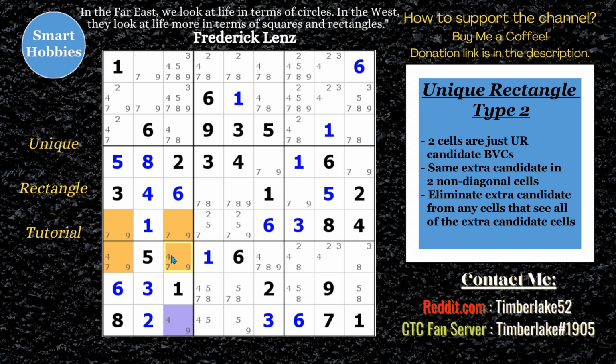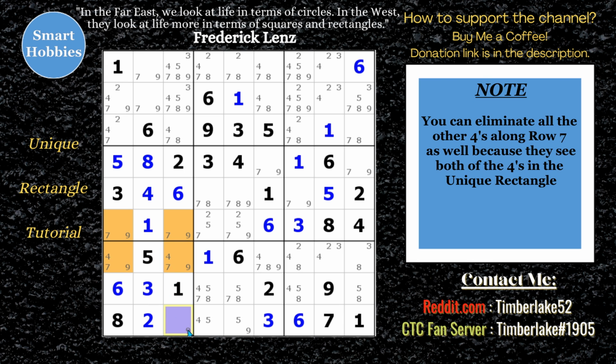Okay, so we know we want to avoid that deadly pattern. So one of these has got to be a 4. So if one of those has to be a 4, you can eliminate any cell that sees both of them. You can eliminate that candidate. So we can eliminate a 4 from right here, and you can solve this for a 9. And then you can solve that for a 7. That's a 9. That's your 4, and that's your 7.